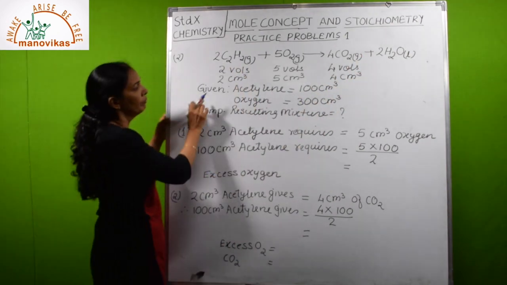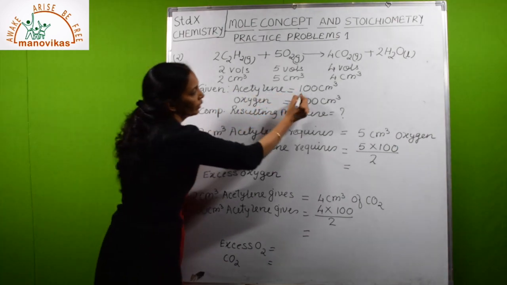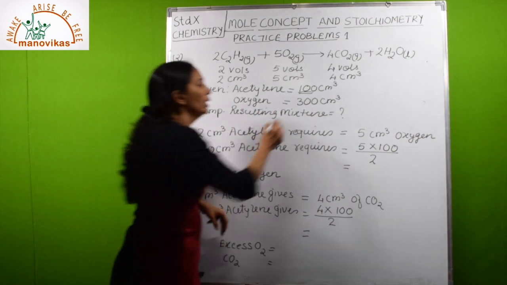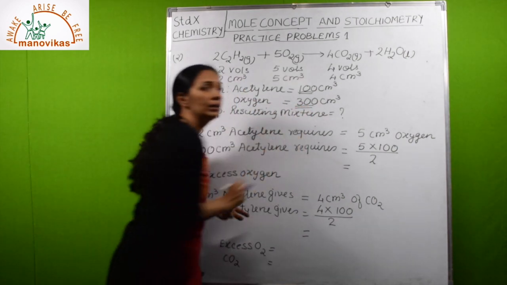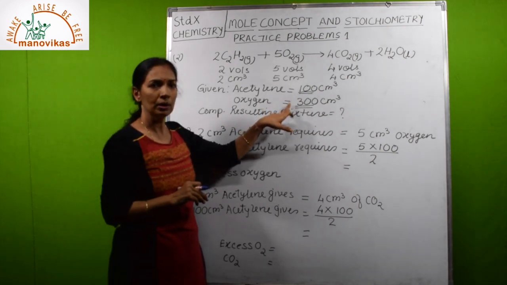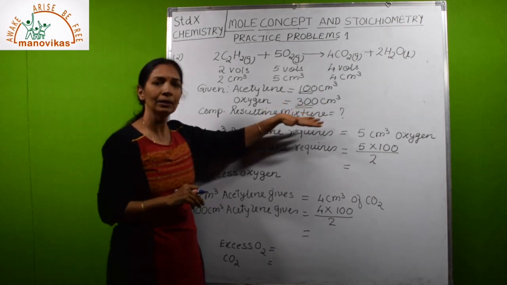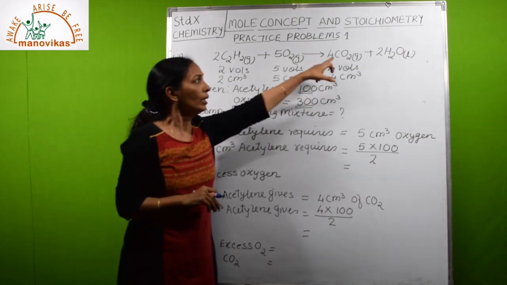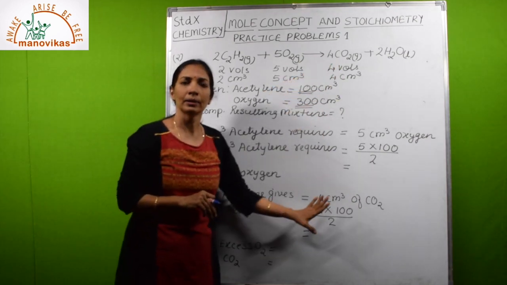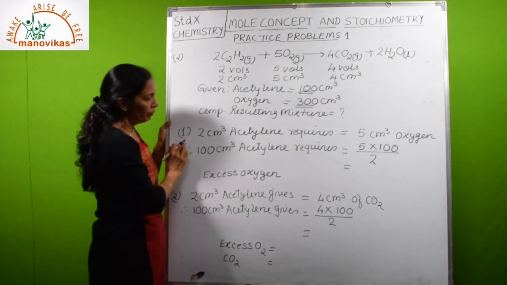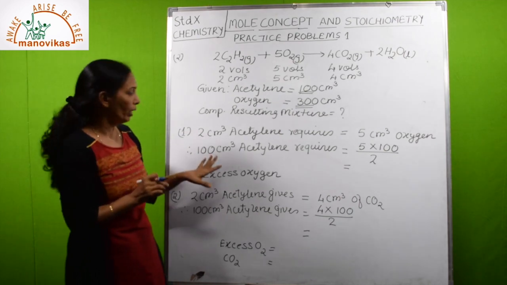So you have been given acetylene 100 cubic centimeter and oxygen 300 cubic centimeter. Once again, the given acetylene requires some amount of oxygen, which is not exactly the given volume of oxygen. So there will be excess oxygen and the carbon dioxide produced. These are the composition of the resulting mixture. So we will see what the resulting mixture is. First, how much oxygen is required.